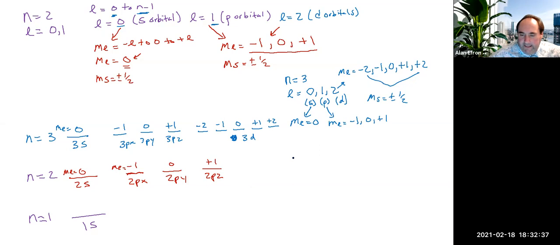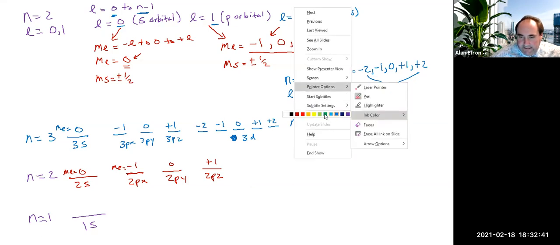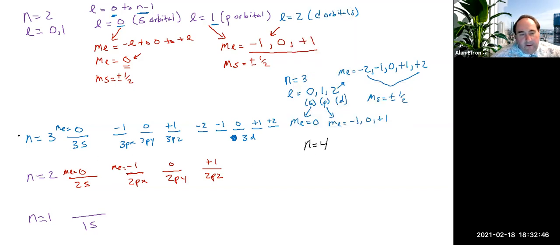I'm going to go one more here just to make sure. So why don't we go to the next energy level? Why don't we do n is equal to 4? So on the fourth energy level, if n equals 4, again, L would run from 0 to n minus 1. So that is 4 minus 1, which is 3, which means we would have values of 0, 1, 2, and 3. And just like we've seen before, an L value of 0 is s.